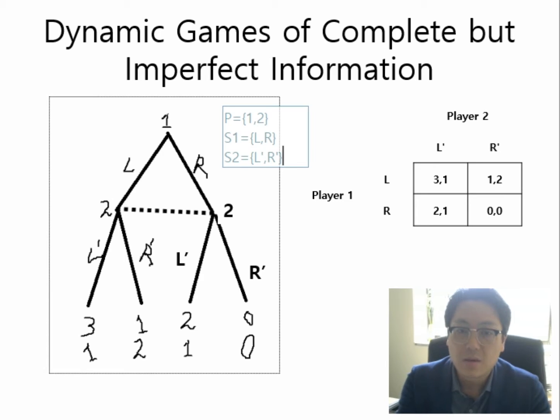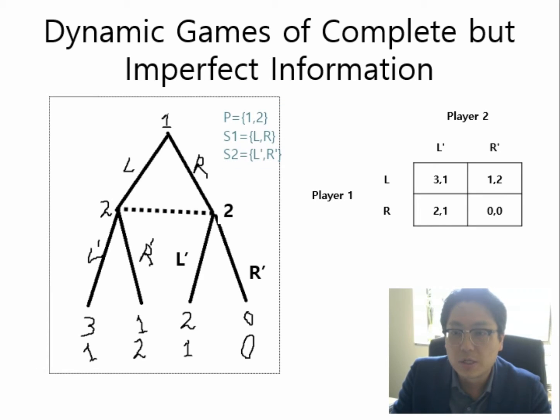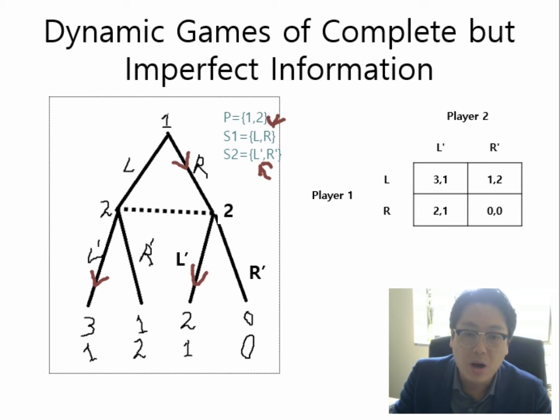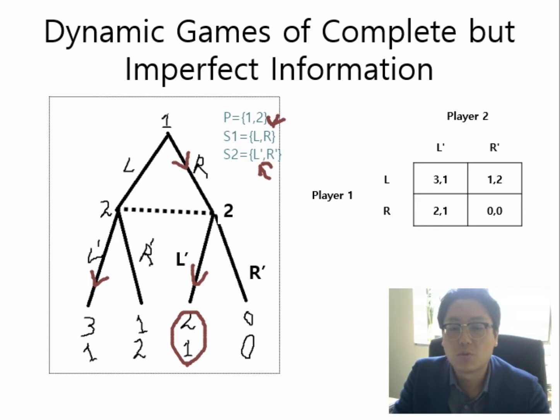Think about that. For example, in this situation, if the first player is choosing R and the second player is choosing L prime, what does it mean? The first player is choosing R and the second player is choosing L prime because she does not know where she is standing. So once this happens, no matter what, the second player will choose L prime. In this case, the outcome they will get is 2, 1. So based on this, we can construct the normal form game.